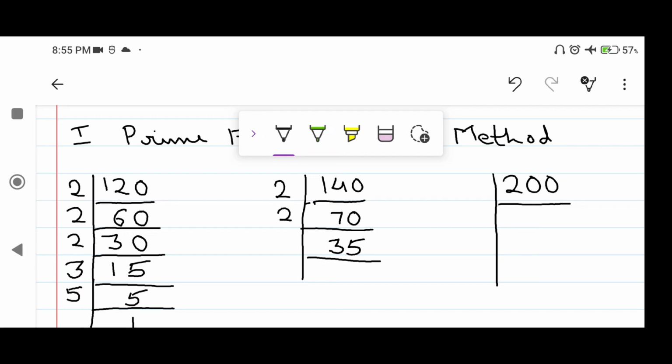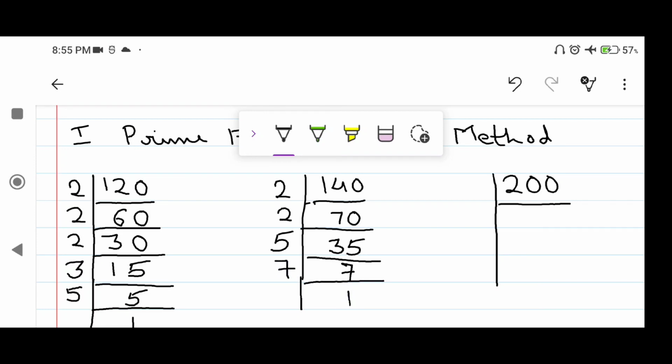The next prime number after 2 is 3. But 35 does not come in the table of 3. So let us take the next prime number, and that is 5. And 35, as we all know, is divisible by 5. 5 sevens are 35. So 7 again is a prime number. So it comes only in the table of 1 and itself. So we shall take 7 here.